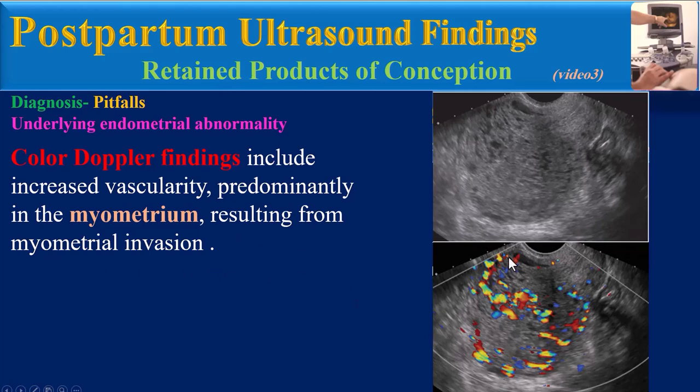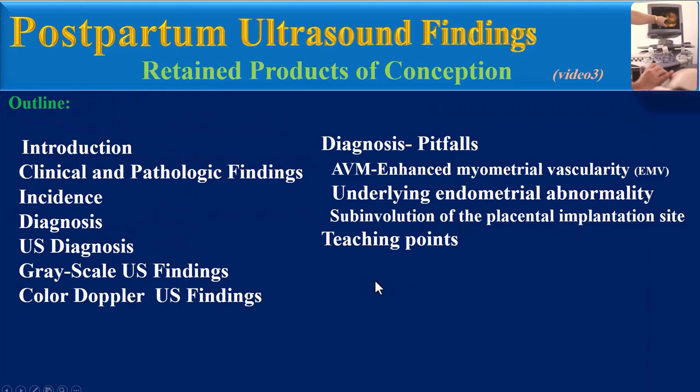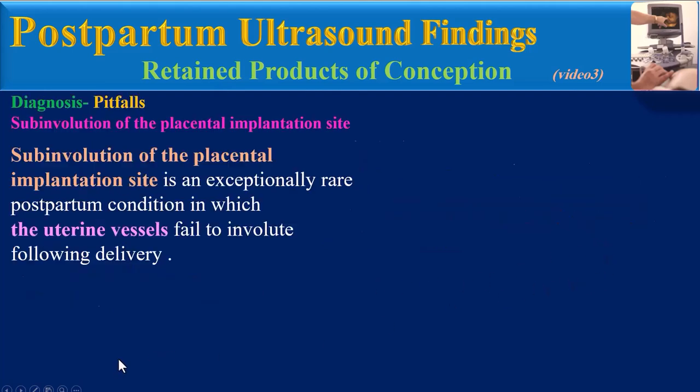These images are related to an invasive mole in a 40-year-old woman with an elevated HCG level. This longitudinal grayscale ultrasound image shows a heterogeneous and indistinct EEC. This longitudinal color Doppler ultrasound image shows areas of marked vascularity and invasion of the myometrium. Another pitfall is subinvolution of the placental implantation site.